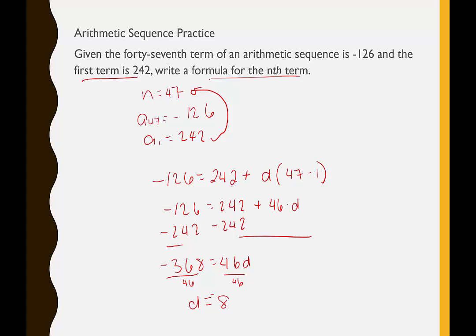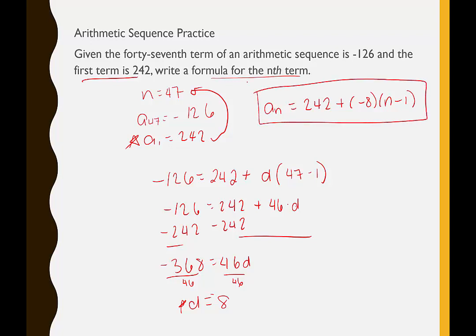Now, it did ask us to write a formula, so the formula, remember what we need? The first term and the common difference. So when we plug in, we would say a sub n is equal to 242 plus negative 8 times n minus 1. And this will allow us to find any term. And again, we could always check our work by plugging in 47 for n and making sure we end up with negative 126.